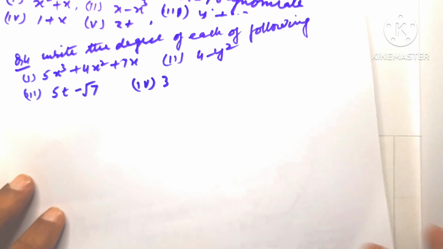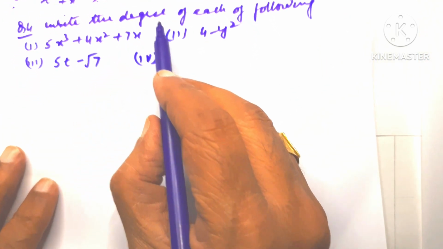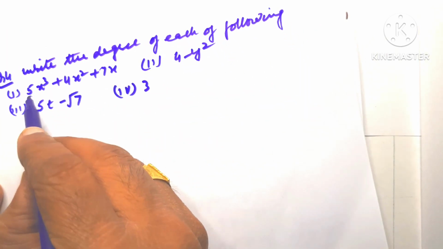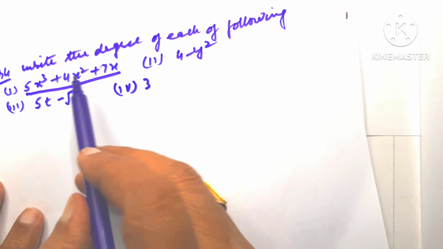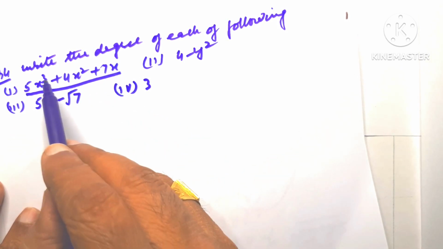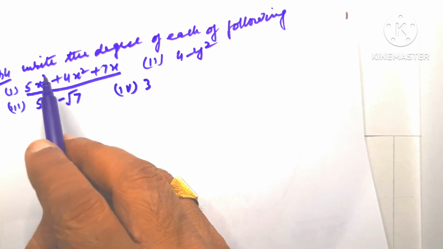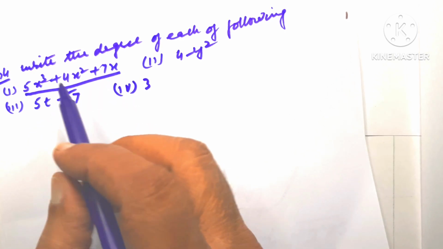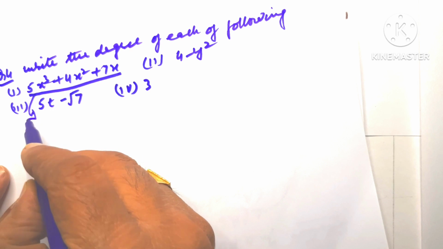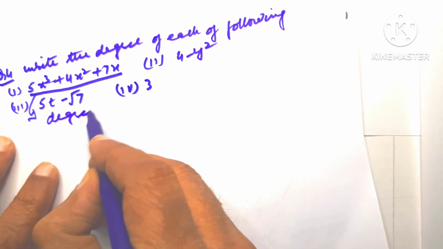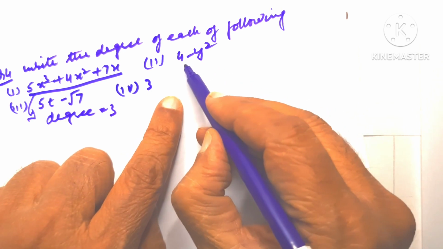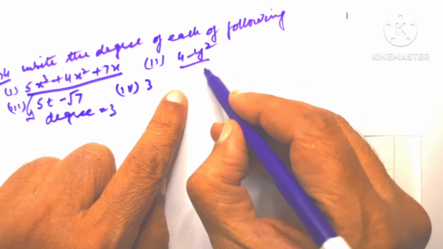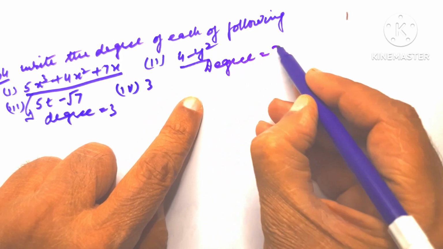Question number 3. Write the degree of each of the following. What is the degree of this expression? The maximum exponent of the variable is 3, 2, 1. Maximum is 3. So the degree of this polynomial is 3. Now in this case, what is the maximum power? 2. So the degree is 2.